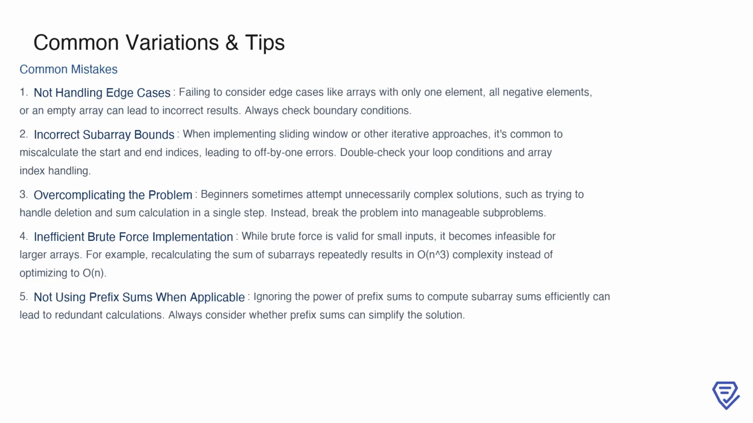Additionally, brute force implementations, while simple conceptually, often become infeasible for larger arrays. For example, recalculating subarray sums repeatedly can lead to n cubed time complexity, which is far from optimal. Finally, many overlook the efficiency of prefix sums. By pre-computing cumulative sums, you can avoid redundant calculations and significantly simplify your solution. Always consider whether prefix sums could enhance your approach to problems like this one.